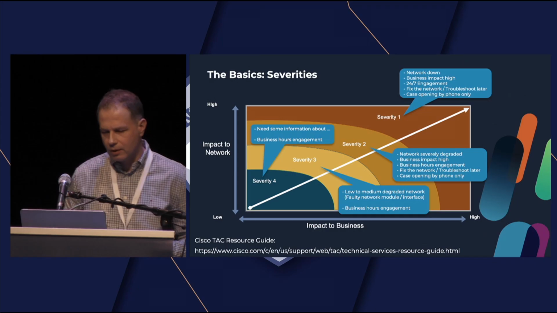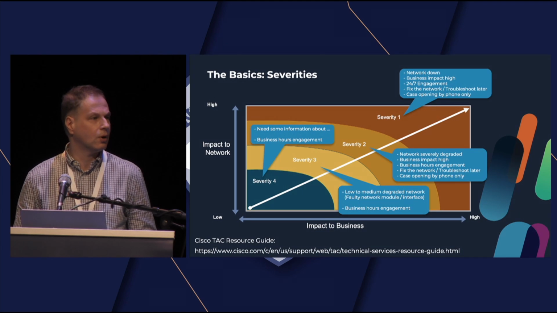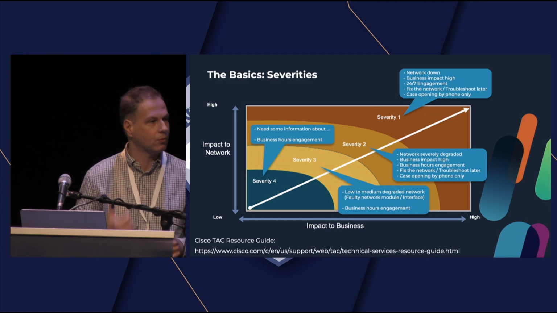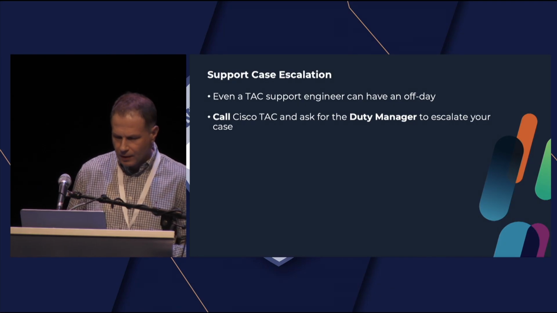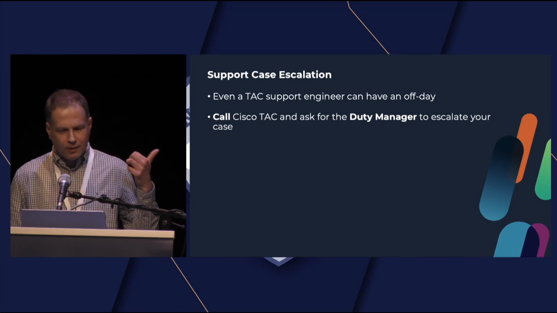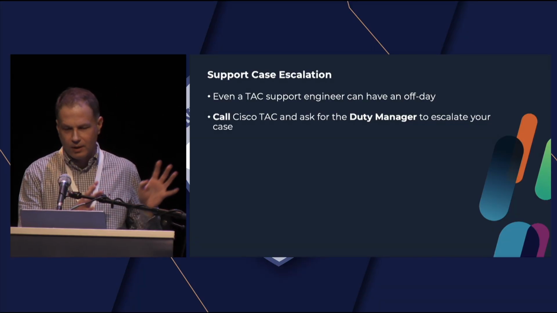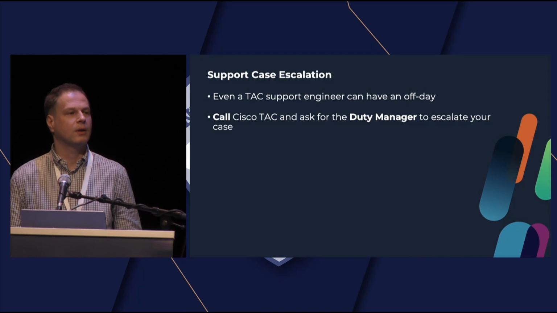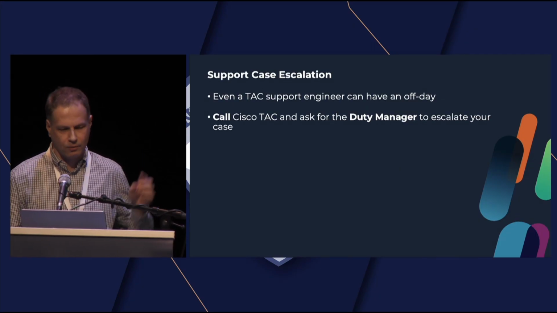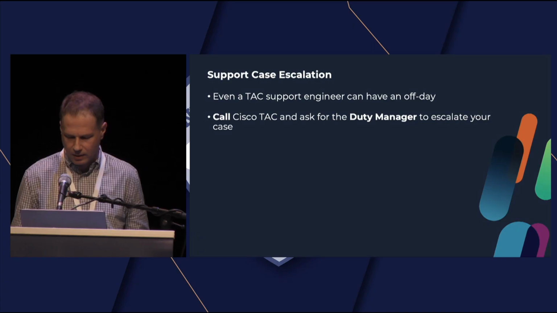Severity 1 and 2 cases can only be opened by telephone, because when your house is on fire, you don't send an email to the fire department, you call them. So that's the basics. You can find it in the TAC resource guide somewhere, but nobody reads it. But if you're not happy with how your case is going, then you can call them and ask for the duty manager to explain, okay, this is why my case is not running well.